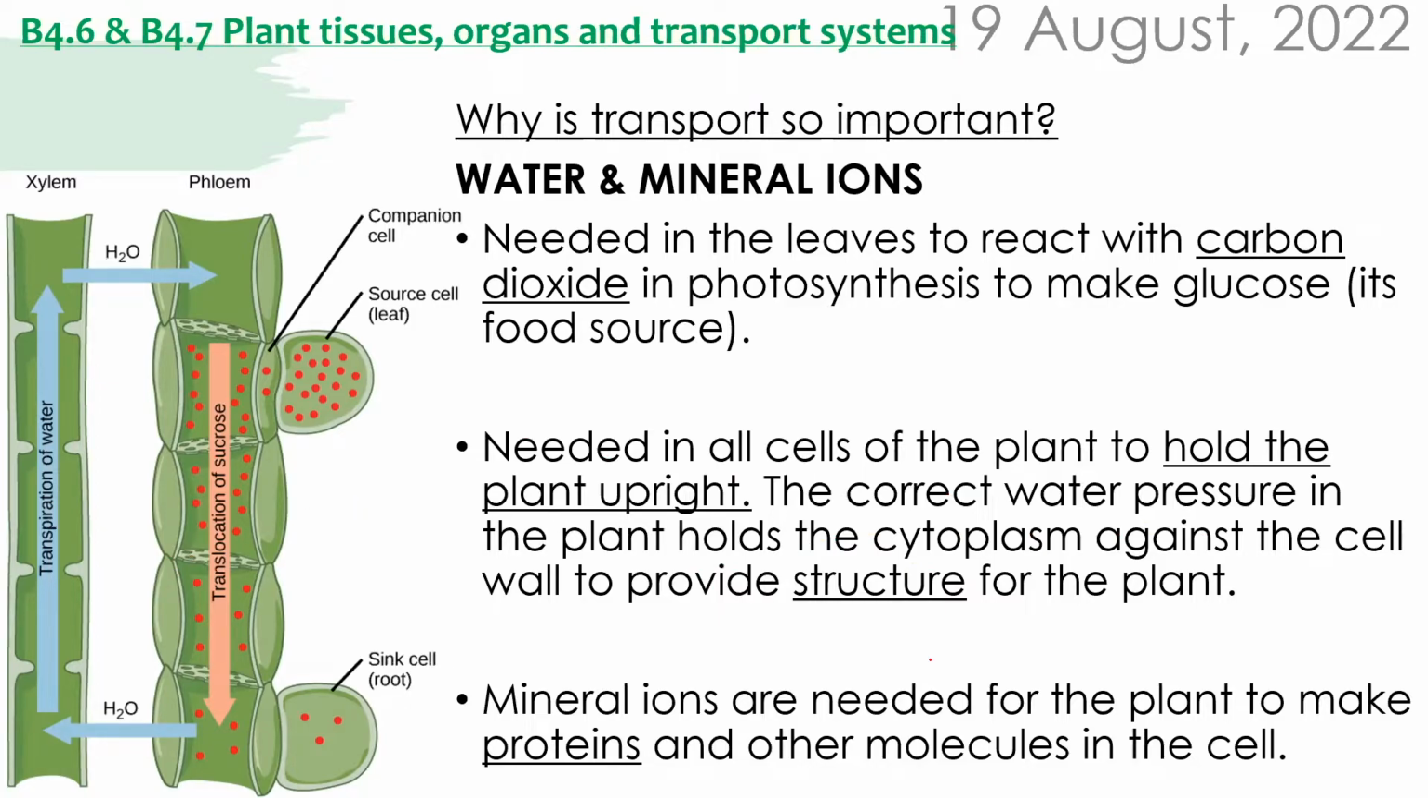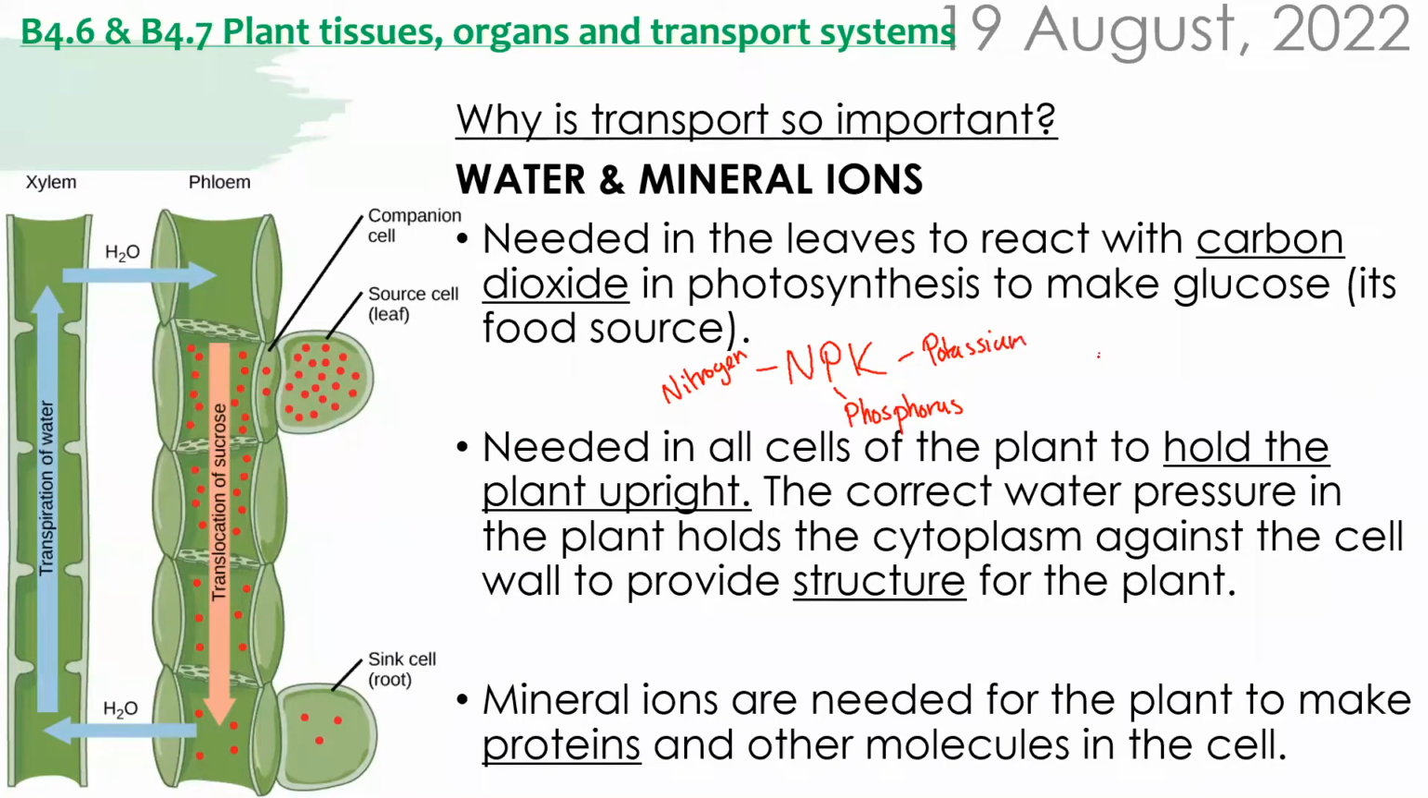Mineral ions are needed for the plant to make proteins and other molecules in the cell. To make even the chlorophyll molecules, they need magnesium and nitrogen. You might see NPK on the back of fertilizers. So nitrogen, phosphorus they need as well, and potassium. Remember, it's counter to the periodic table.